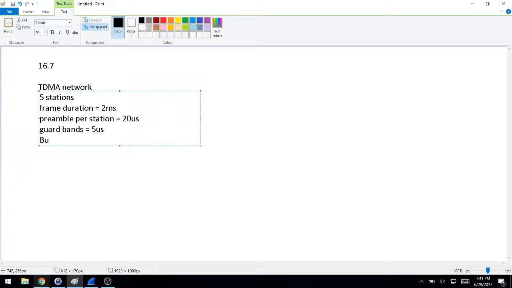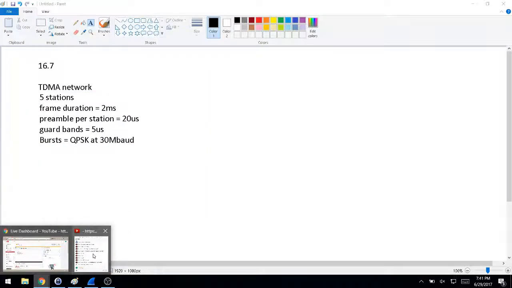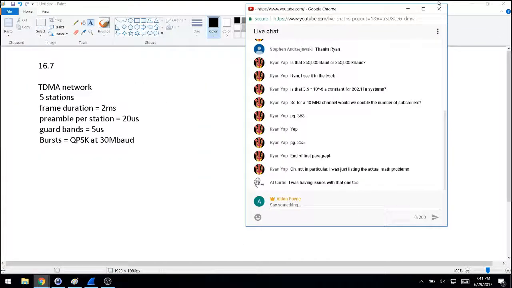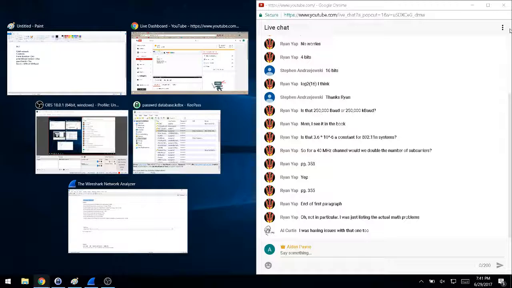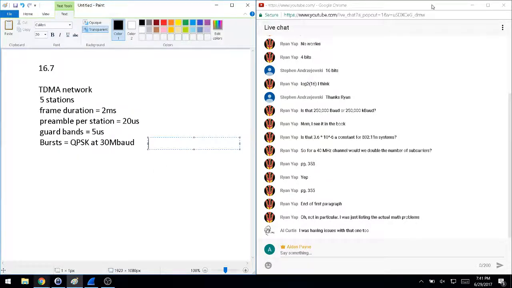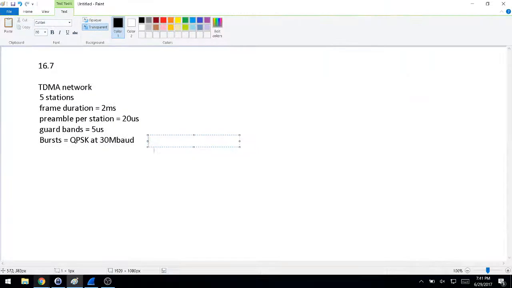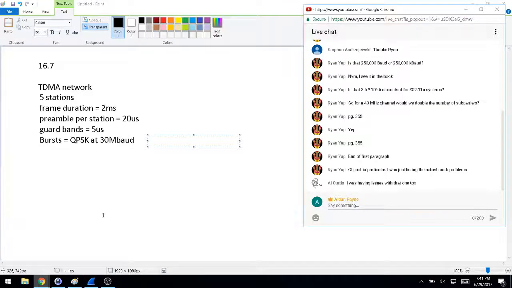And then the bursts equal QPSK at 30 megabaud. And remember, that's megabaud, that's not megabits. So that's saying that there's 30 million symbols per second, which may consist of multiple bits. And they in fact do if we're talking about QPSK. So just something to keep in mind. I think some of the earlier problems or homeworks have addressed the issues of baud, but they did not necessarily fully address it. You didn't necessarily have to use them practically yet.